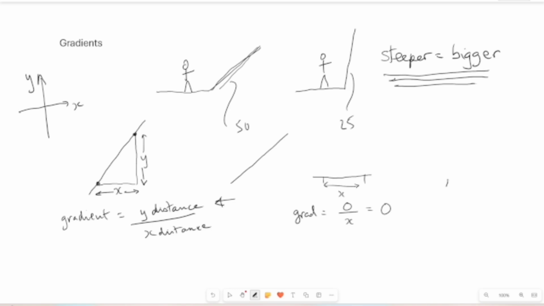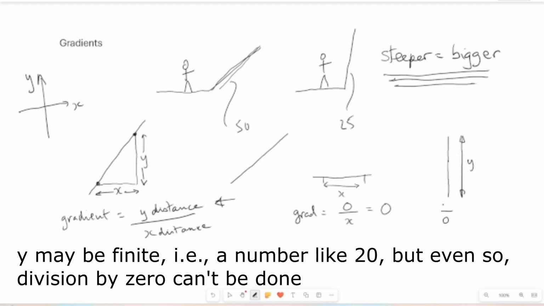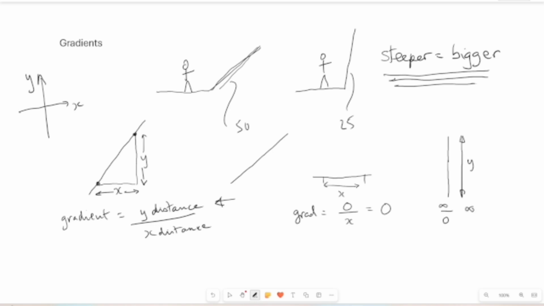If, on the other hand, it's a vertical line, then we have our x distance, which is 0, and our y distance, which is infinite, and this makes no sense at all. So this doesn't have a gradient, although you could say it's an infinite gradient.